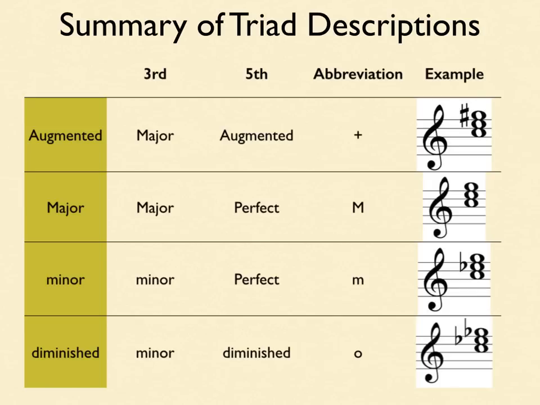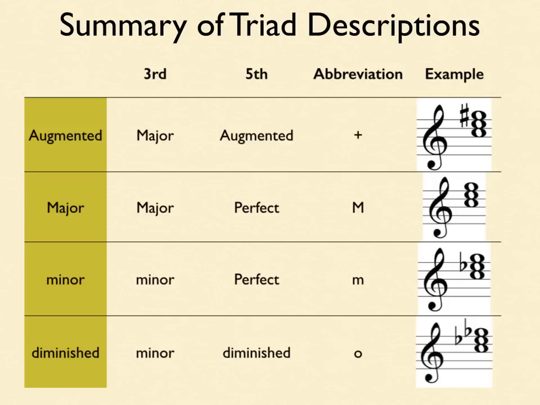And in minor triads, you have a minor third and a perfect fifth, and the abbreviation for that is a lowercase m. And again, I've just started on C just to show you the difference between all the chords that you can have on C. So between C and E flat is a minor third, and between C and G is still a perfect fifth.